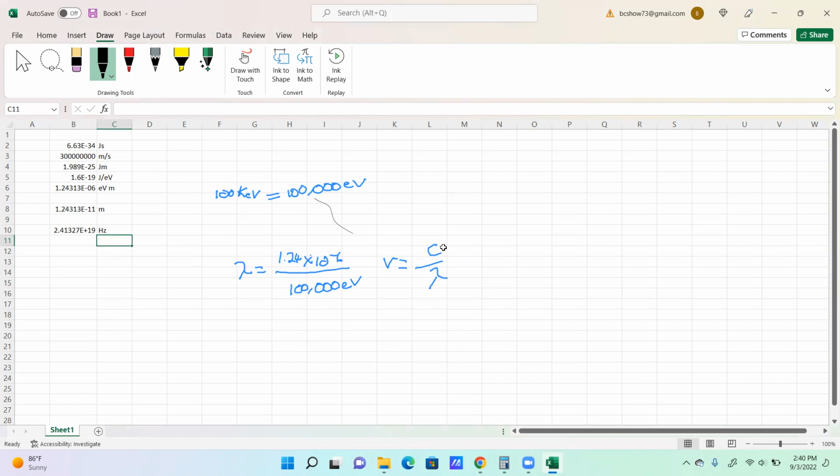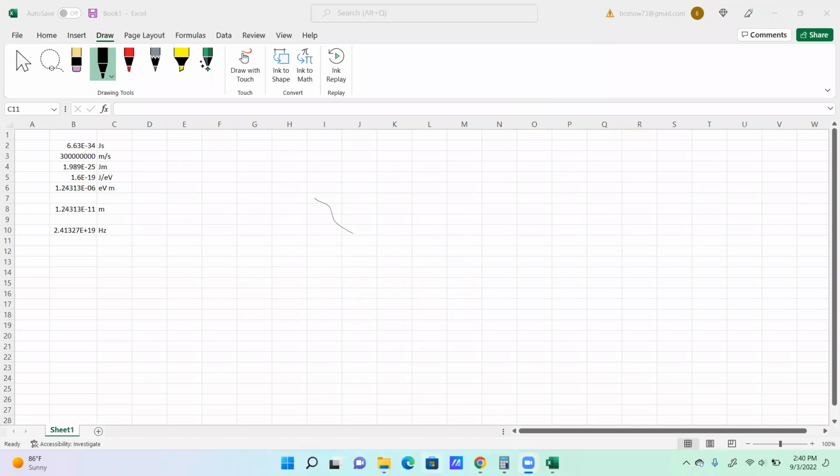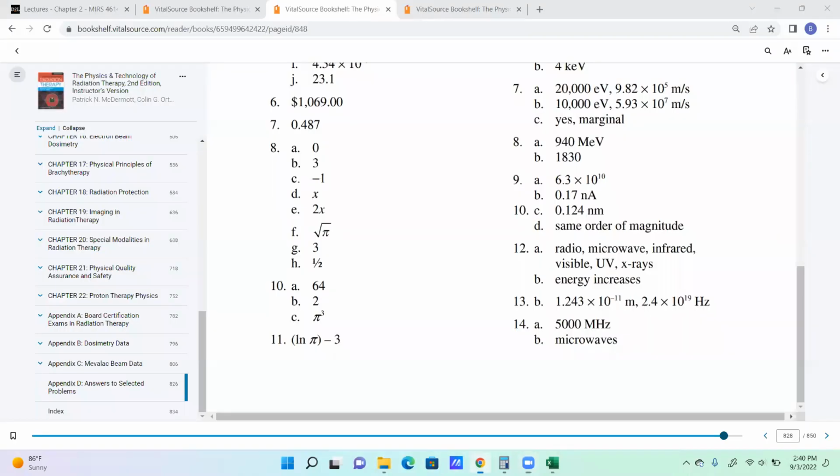So it's the speed of light, 3 times 10 to the 8th, divided by the wavelength, 1.243 times 10 to the negative 11th meters. And since this is in meters per second and this is in meters, the meters cancel, and I'm left with something per second, and that's hertz. All right, so let's go to the next one.